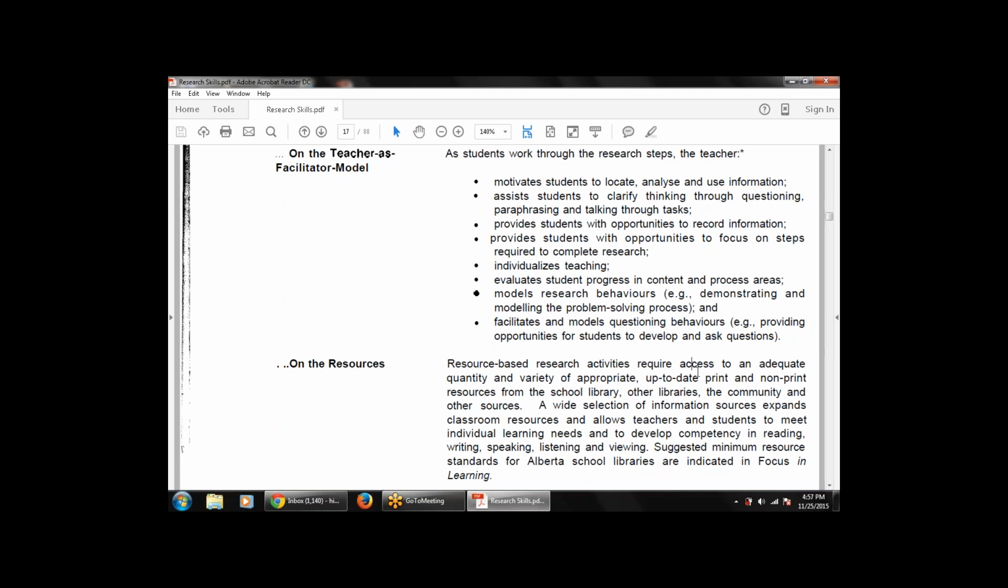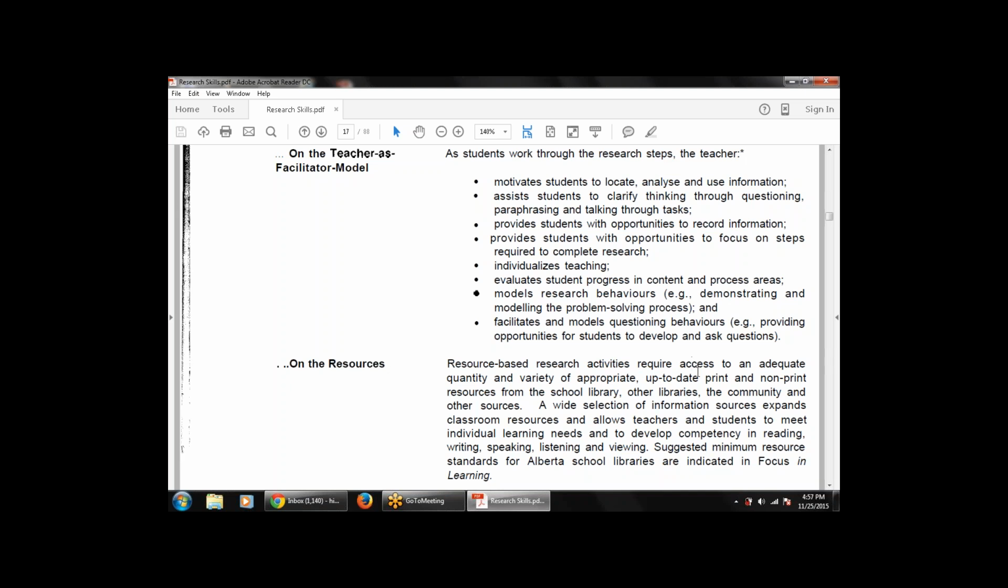That means there are sufficient resources available in the classroom for the research carried out by the teacher or the student, and they also allow the teacher and the student to meet individual learning needs and to develop competency in reading, writing, speaking, listening and viewing. That means they develop competency in reading, writing, speaking, listening and viewing the content. That is on the resources.